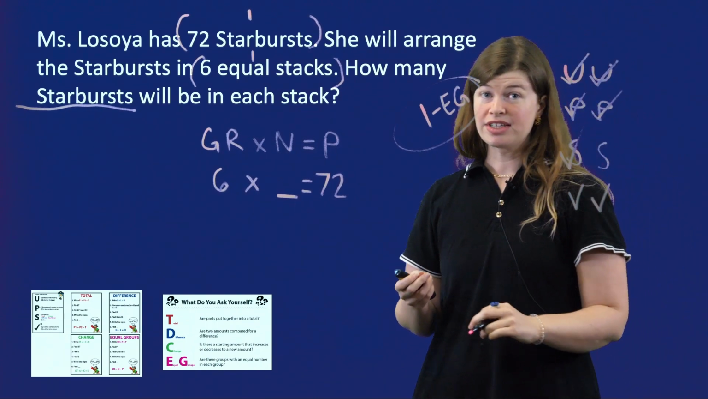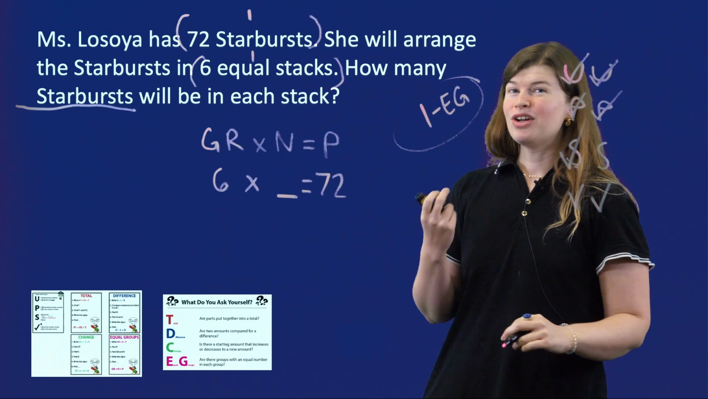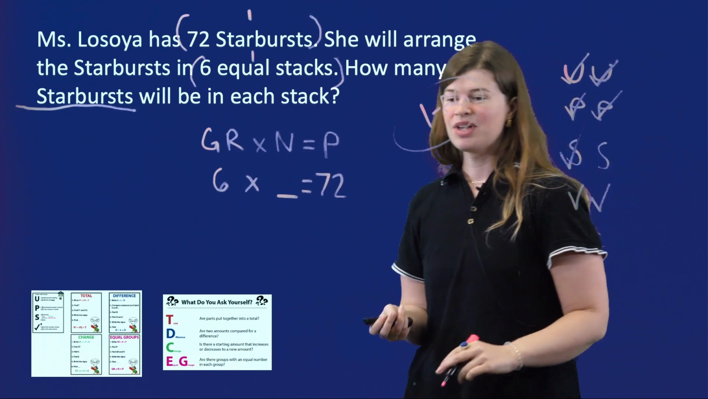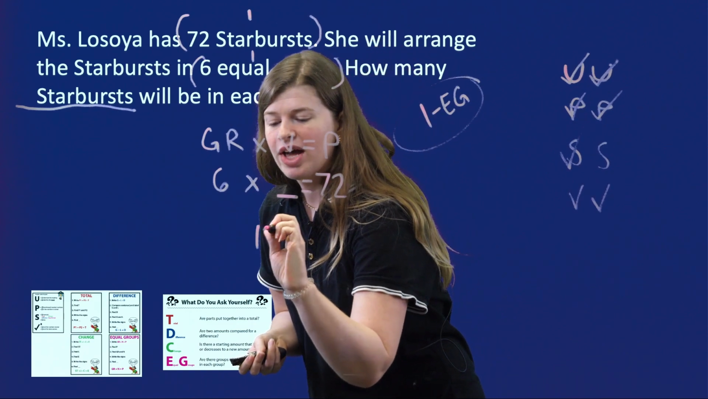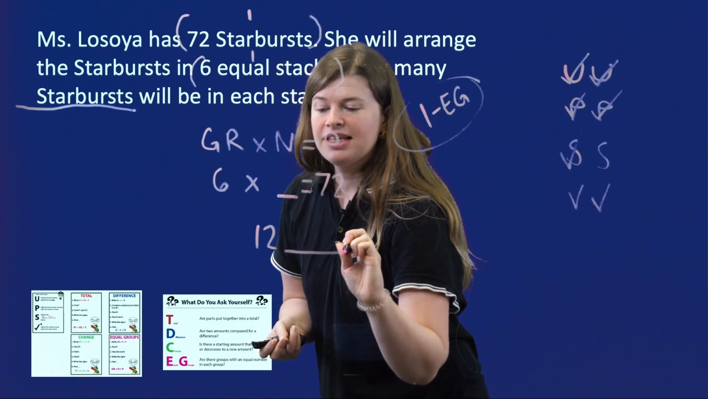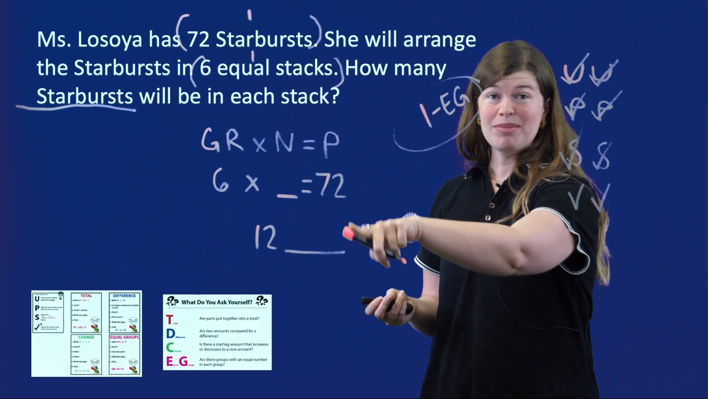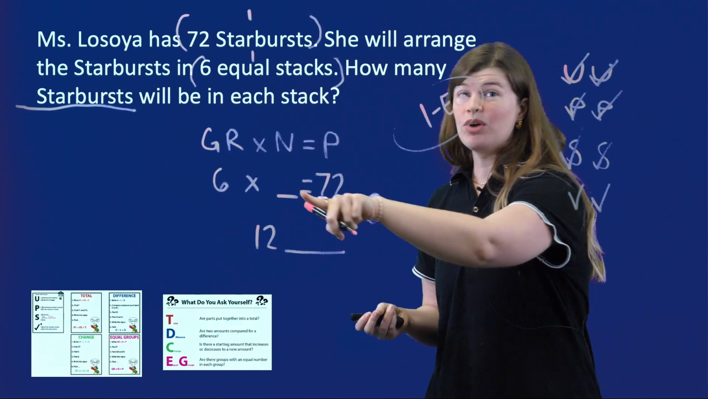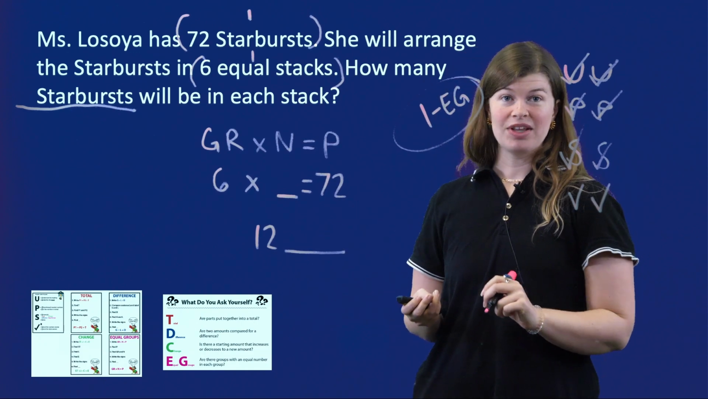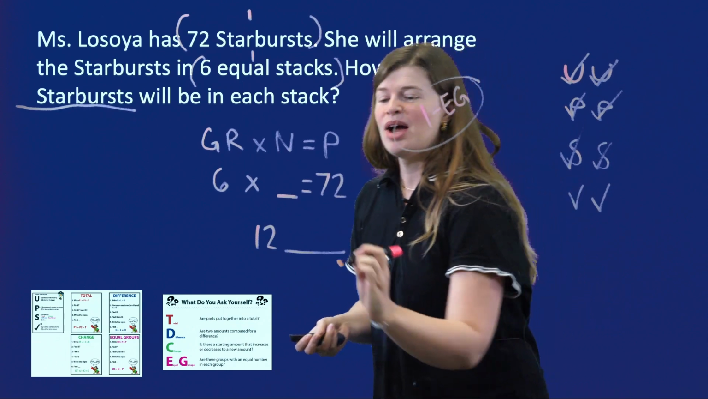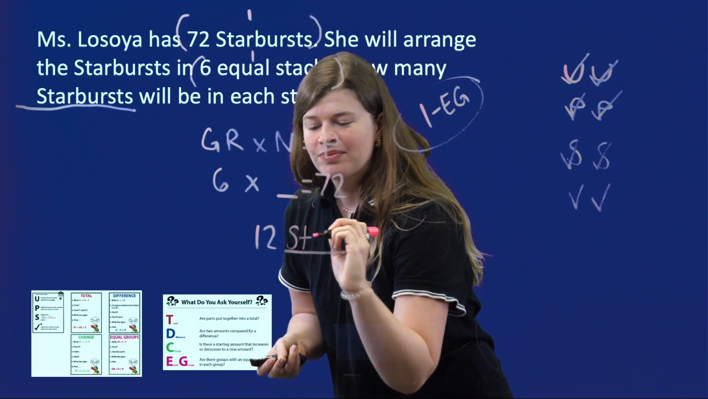Students could do the long division for this one, but I know my 12 times tables and I know that 6 times 12 is 72. So I'm going to put 12, and I'm not done yet. Need to check off my S for solve, and I need my label answer here. We always have a number answer and a label answer. I underlined starbursts earlier, so I'm going to put starbursts.